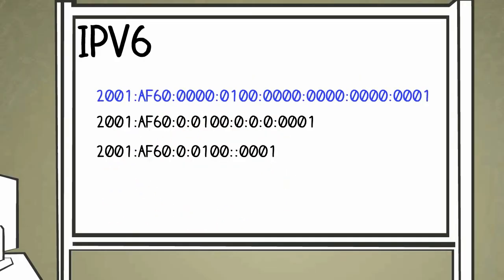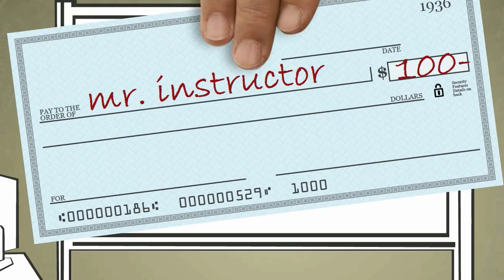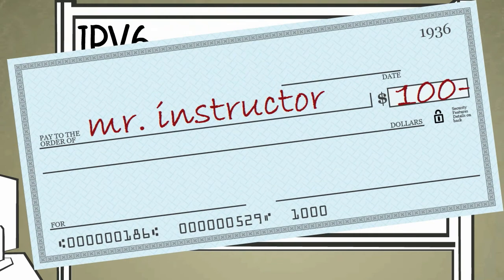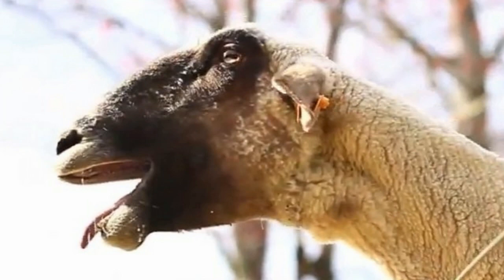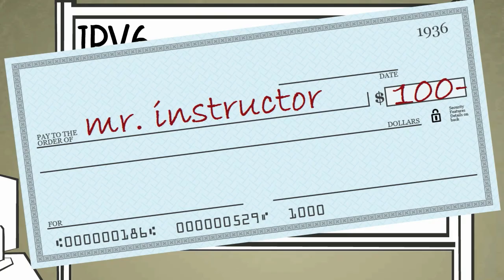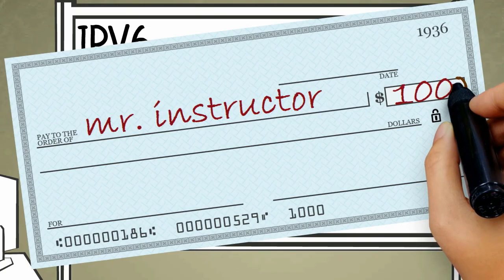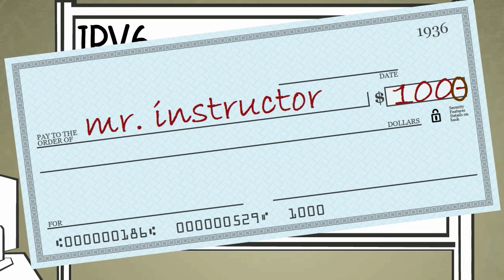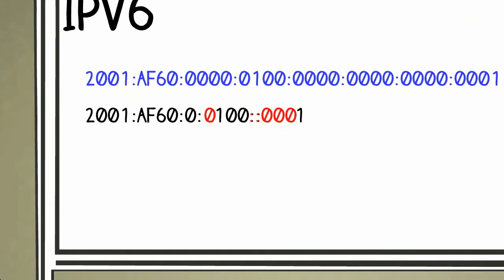Okay, not done yet. Let's say that you want to pay me $100 to make an annoying sound. If you said you'd add a 0 to that check, that would make me very happy. But if the check is for 0100, you haven't changed the value at all. With IPv6, if you see a leading 0, you don't have to enter it. So now our address gets squeezed down to this.